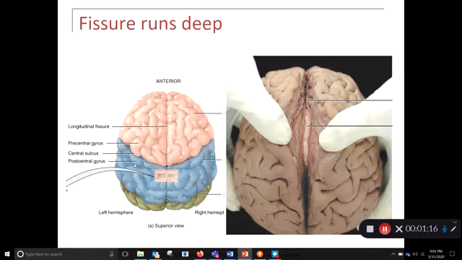Here is what it looks like. You can literally pull that fissure apart and look deep inside. Well, if you look at the sulcus right here, it's not very deep in comparison. That again is the longitudinal fissure, the one that separates the two hemispheres of the brain.